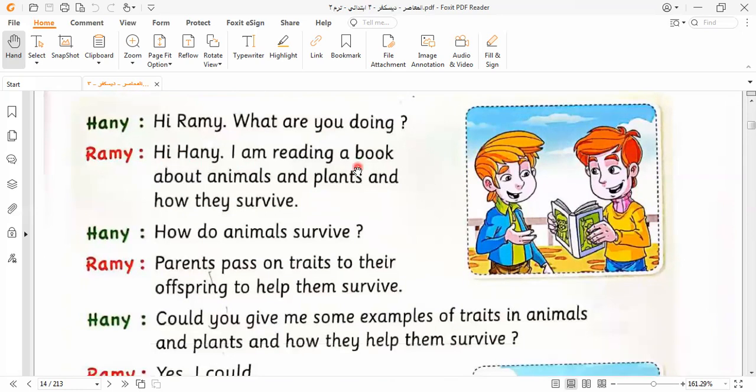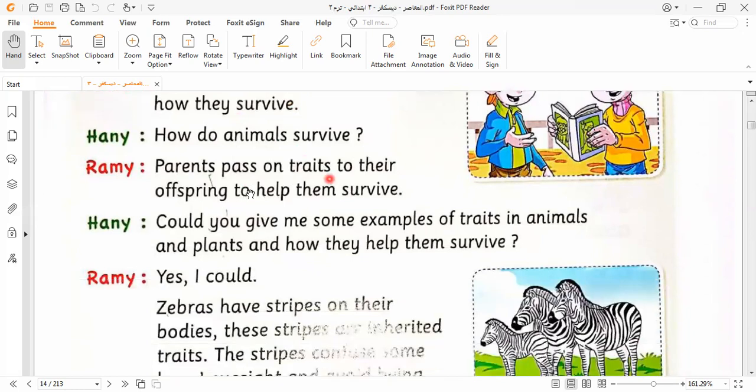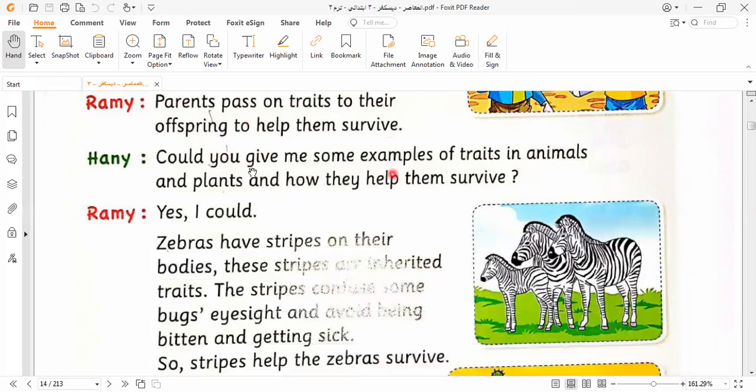What about this book? About animals and plants and how they survive. Hani, how do animals survive? Parents pass on traits to their offspring to help them survive. Could you give me some examples of traits in animals and plants and how they help them survive?